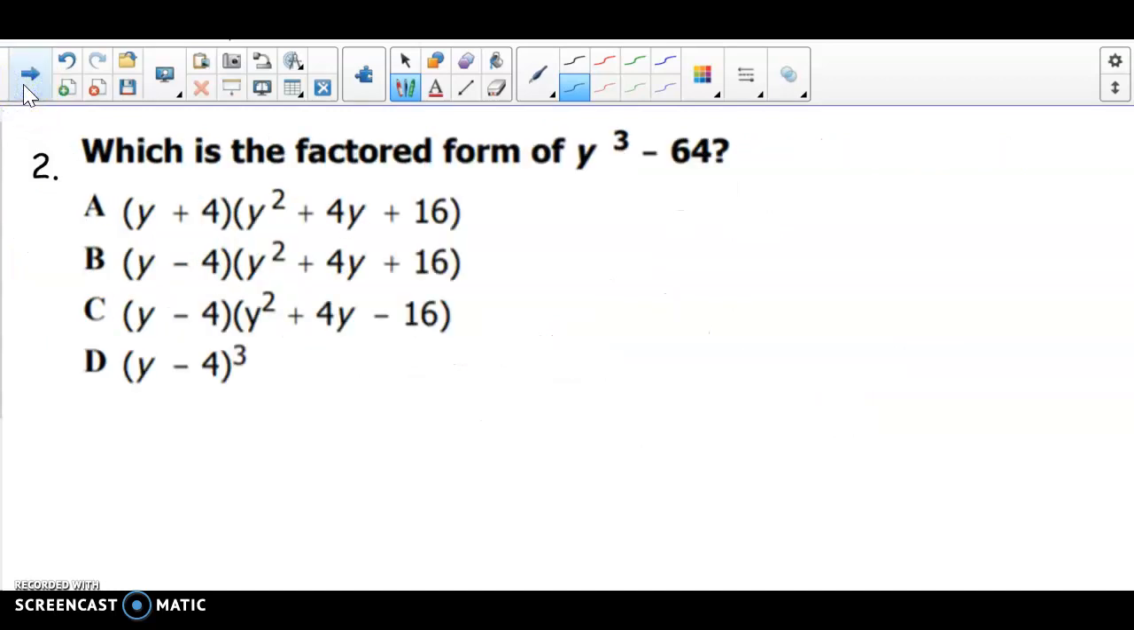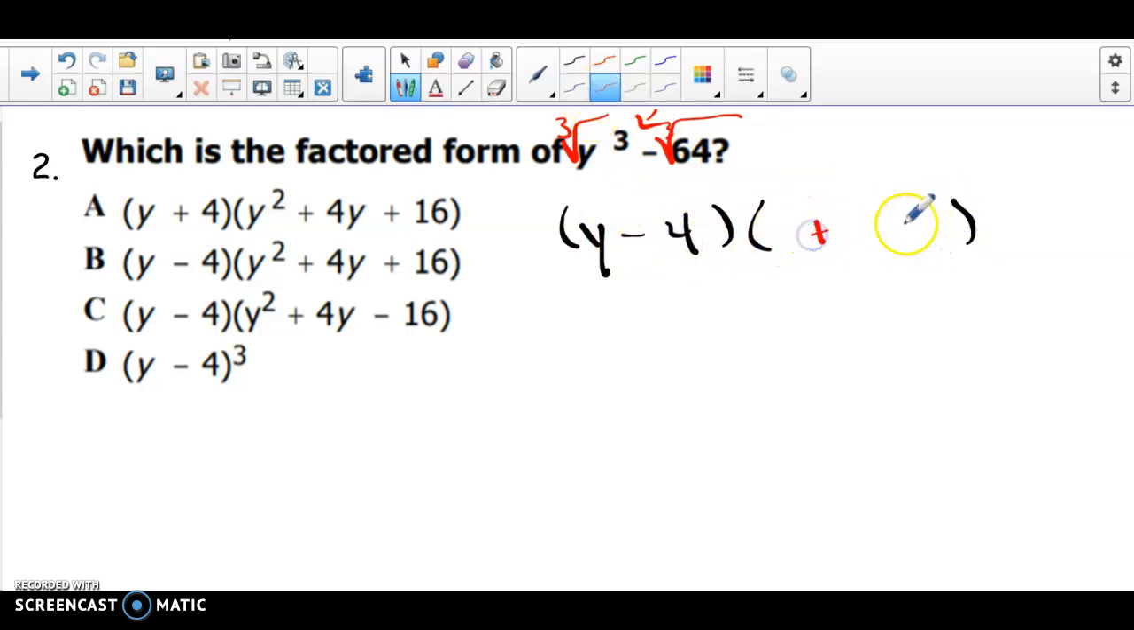For number 2, what's your factored form? You have two terms separated by a minus sign, and my exponent here is a cube. So I'm looking for factoring perfect cubes. First parentheses, I take the cube root of both of my terms. So the cube root of y cubed is y. Keep the sign. Cube root of 64 is 4. My second parentheses, my sign changes from what it was in the first one. Second sign is always plus.